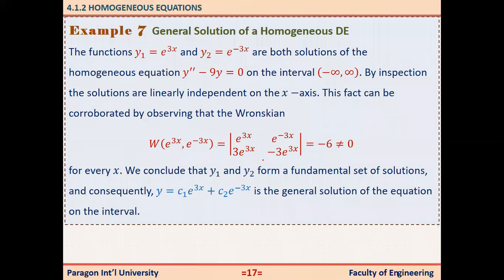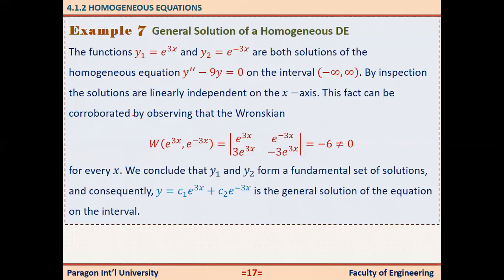Example. Let's say y1 equals e to the power 3x and y2 equals e to the power minus 3x are both solutions of the homogeneous equation y double prime minus 9y equals 0 on the interval. And you may wonder, okay, how did I solve this? We haven't studied how to solve this equation yet. First, we are trying to be familiar with these basic concepts, definitions, and theorems. And using these definitions, we will start solving these equations.